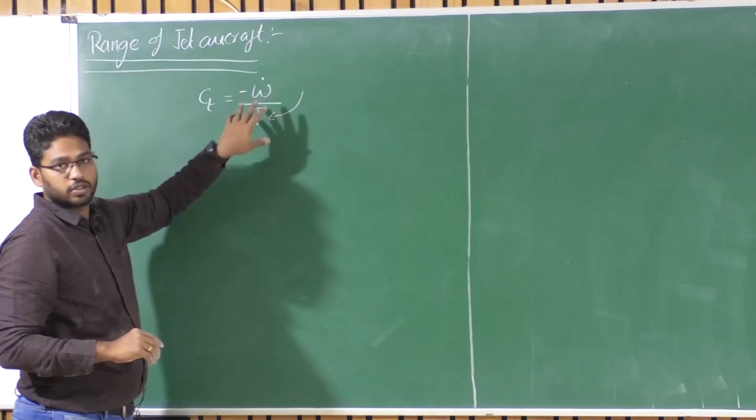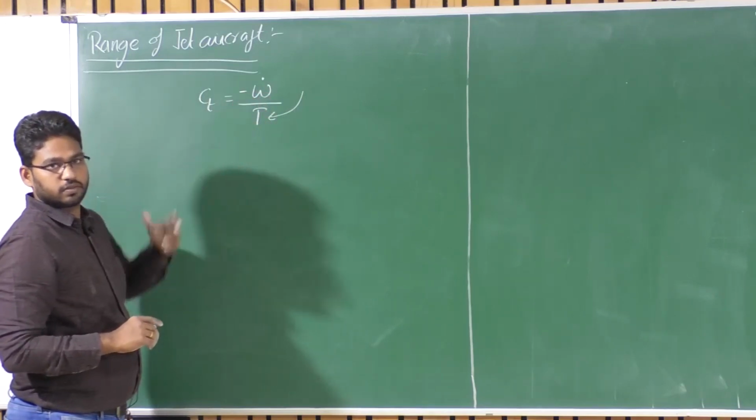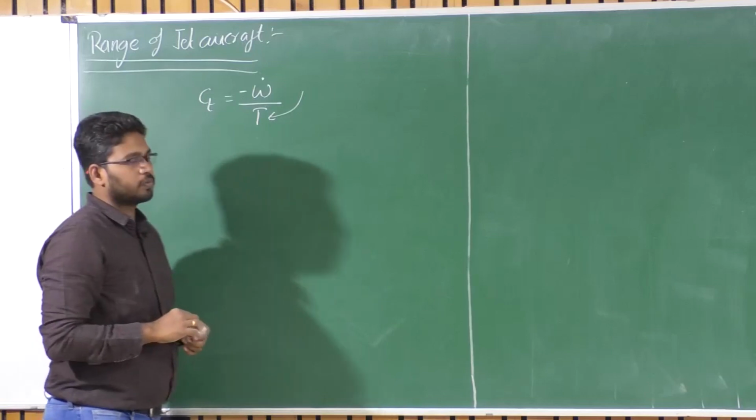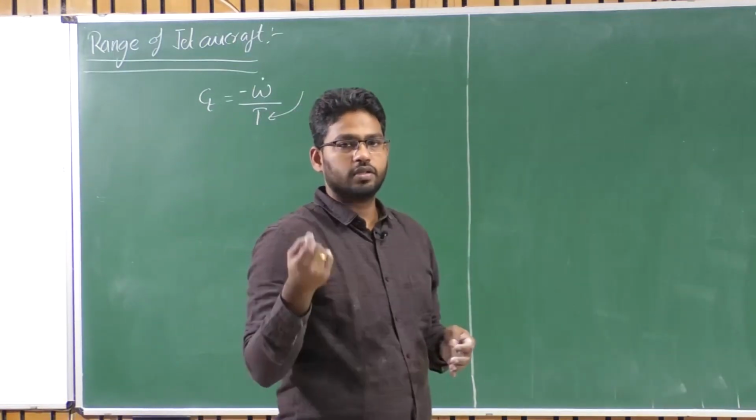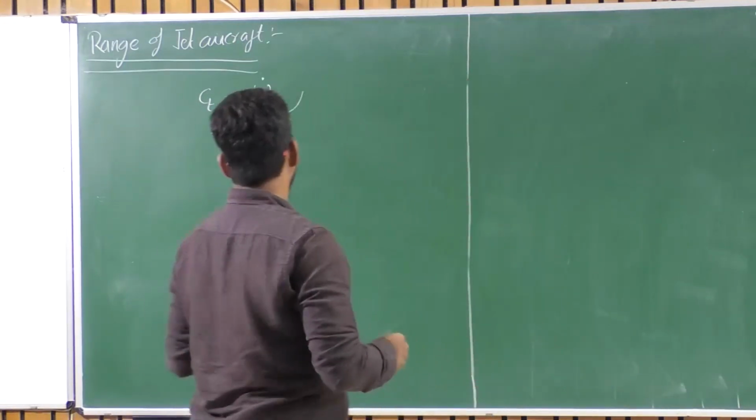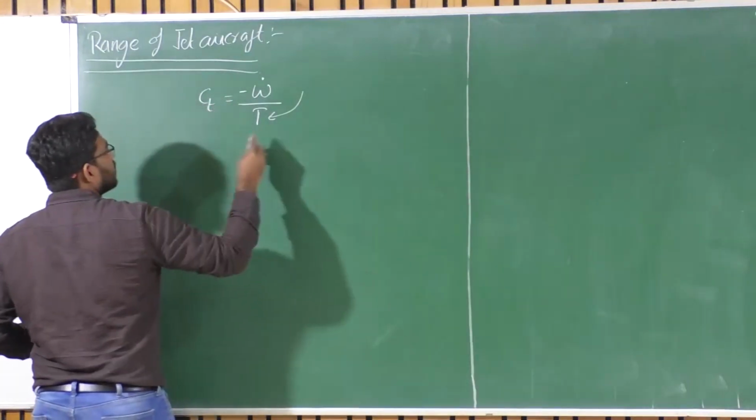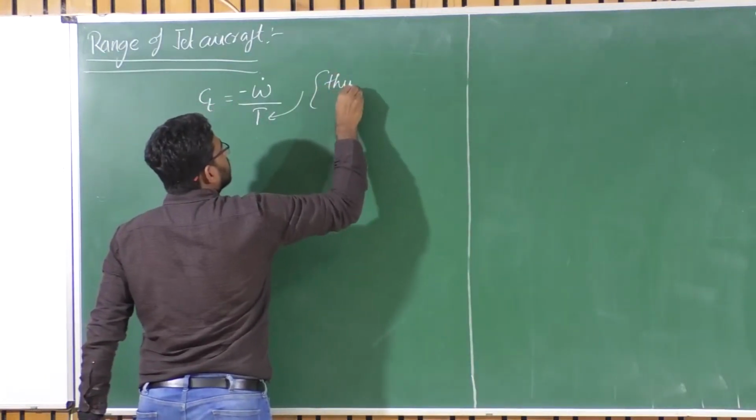...in which the fuel is consumed to generate unit thrust. Otherwise, the amount of fuel consumed to produce unit thrust in unit time. So it is like per second. Ct is the thrust specific fuel consumption.